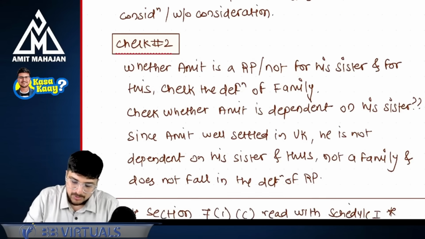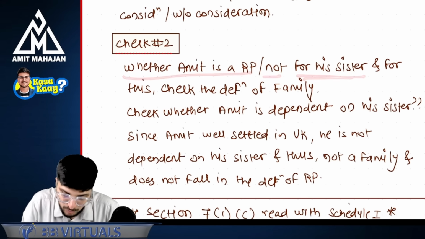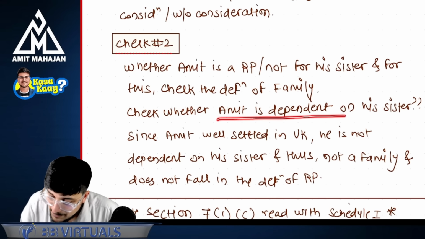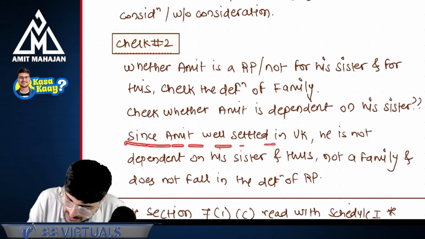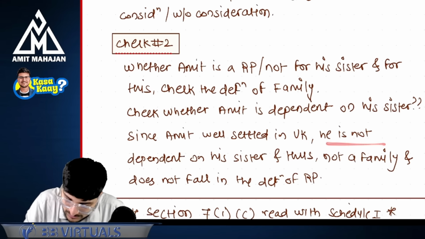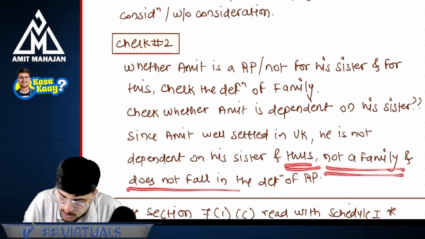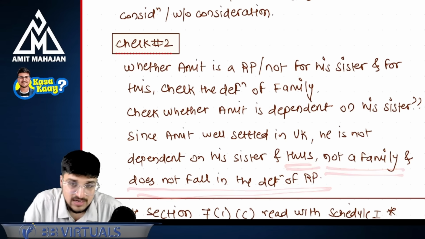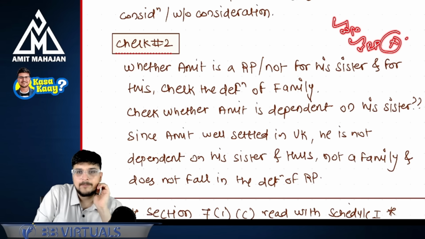See here, check number 2, whether Amit is a related party or not for his sister. And for this, check the definition of family. Check whether Amit is dependent on his sister. Now, in this case, since Amit is well settled in UK, he is not dependent on his sister and thus not a family and does not fall in the definition of related party. So, if he is not falling into the definition of related party, then it will not be considered as supply.